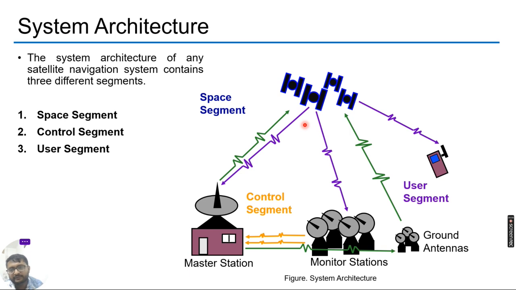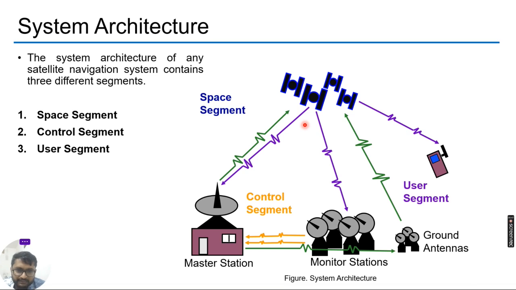Now, when we look at the architecture of any GPS system or satellite navigation system, it is divided into three different segments. The first segment is the space segment, which includes the satellites and the orbit in which they are moving. The second is the control segment, which includes different stations located on Earth, also known as master stations, monitor stations or ground antennas, which communicate with the satellites. They monitor the health of the satellite and do other operations as well.